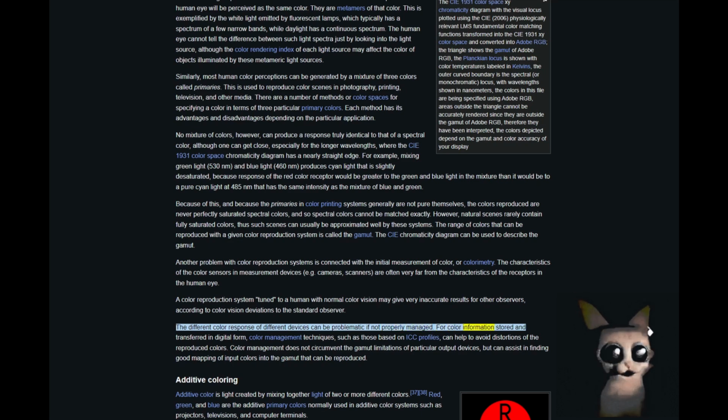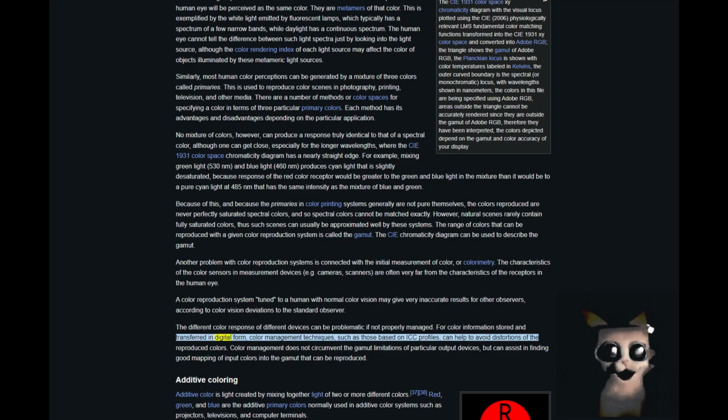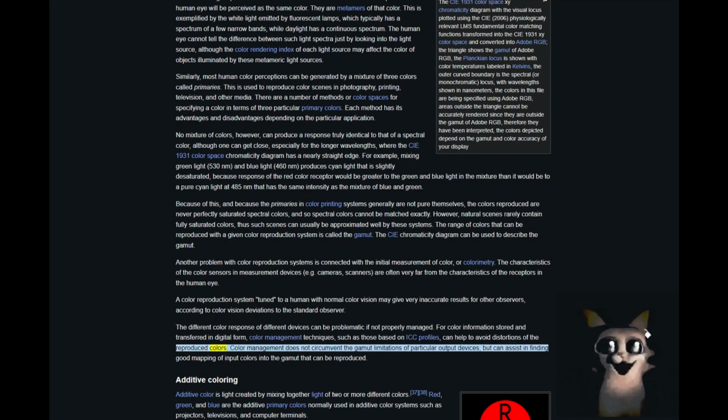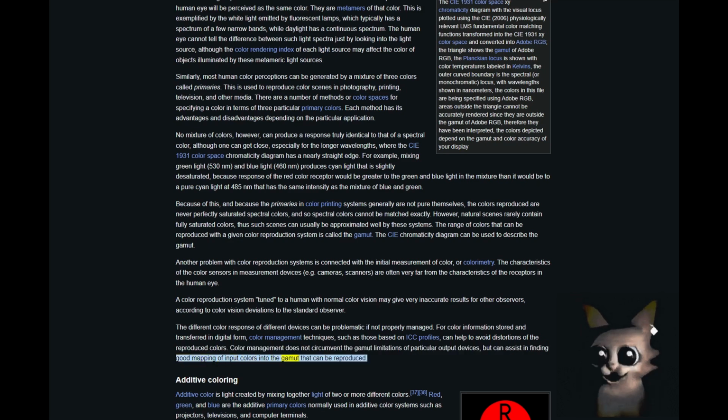For color information stored and transferred in digital form, color management techniques, such as those based on ICC profiles, can help to avoid distortions of the reproduced colors. Color management does not circumvent the gamut limitations of particular output devices, but can assist in finding good mapping of input colors into the gamut that can be reproduced.